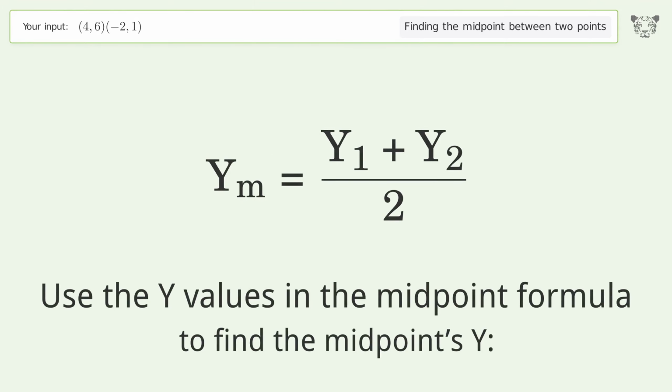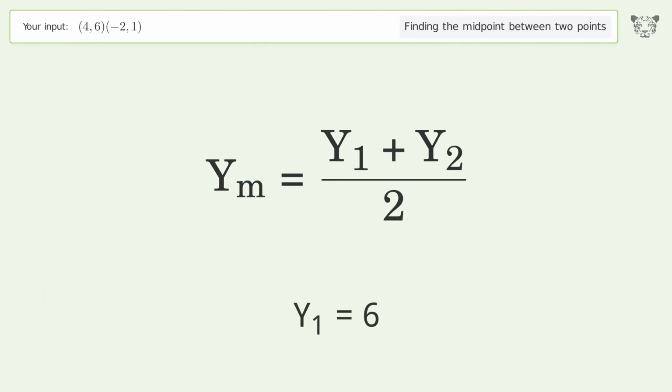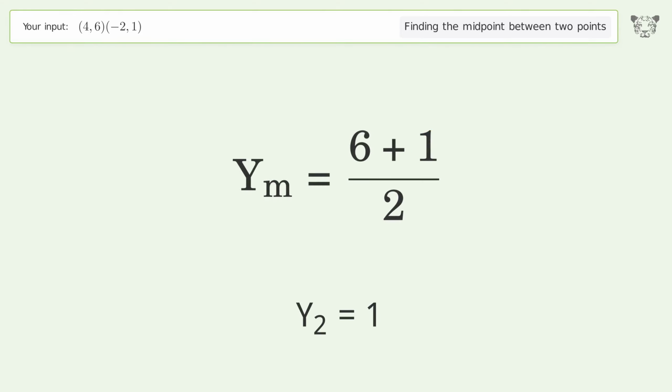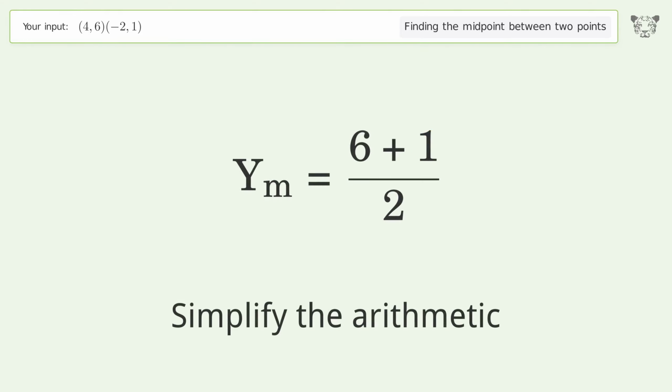Use the y values in the midpoint formula to find the midpoint's y. y1 equals 6. y2 equals 1. Simplify the arithmetic.